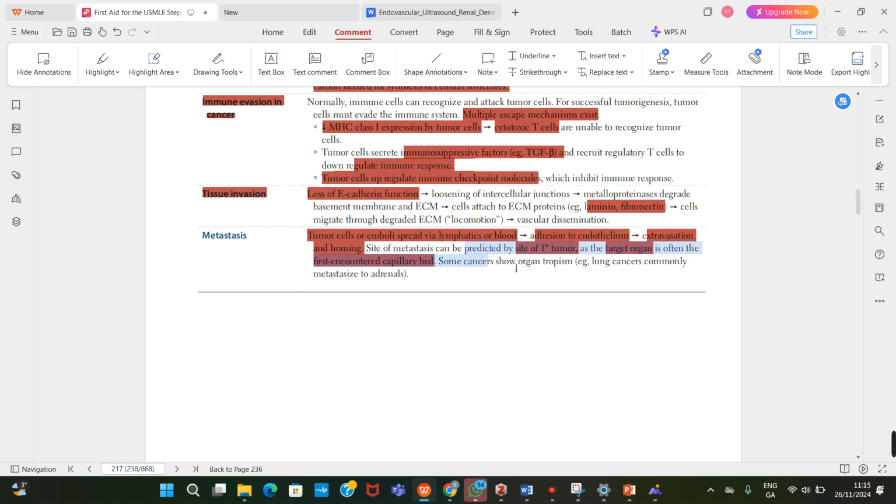Why some organs show tropism, that is, they just have affinity for some areas, is not explained by the first capillary bed. It's just where they like going to, like lung cancer metastasizing to the adrenals. I'm going to mention it here. The commonest site where lung cancer goes to is the brain, because the way I understand it, the lungs are very close to the brain. The brain is up, the lungs are just directly beneath it. So if you see metastasis to the brain, think of lung cancer immediately.